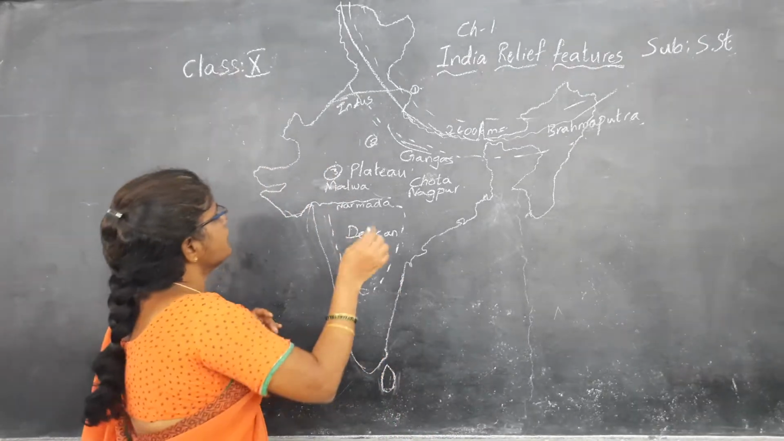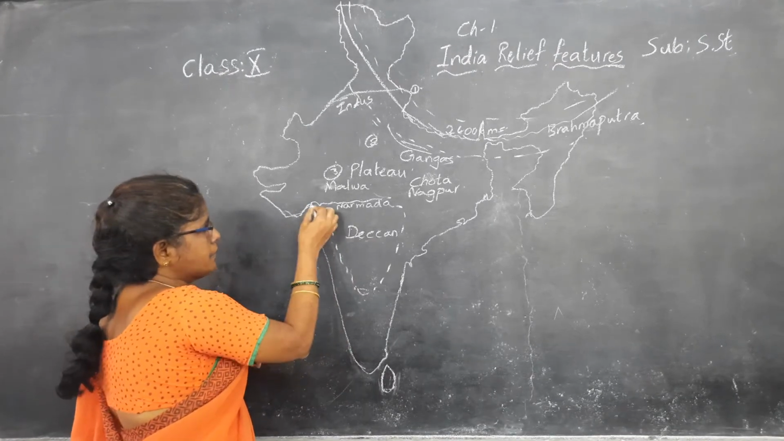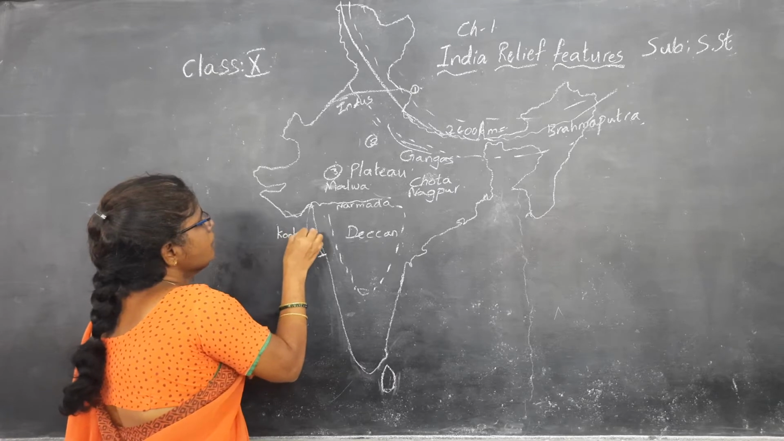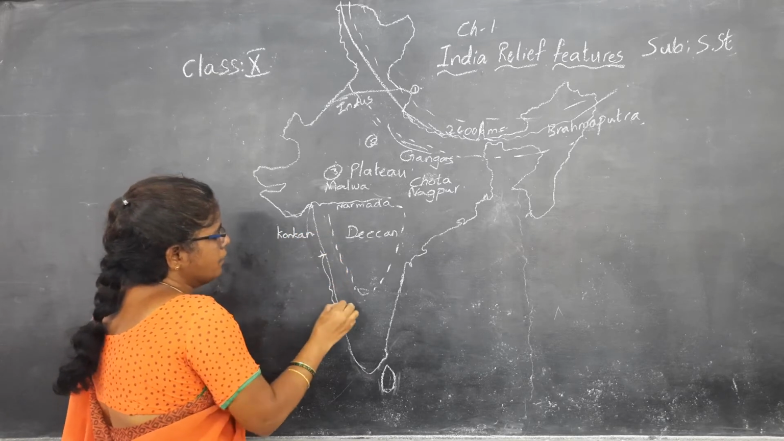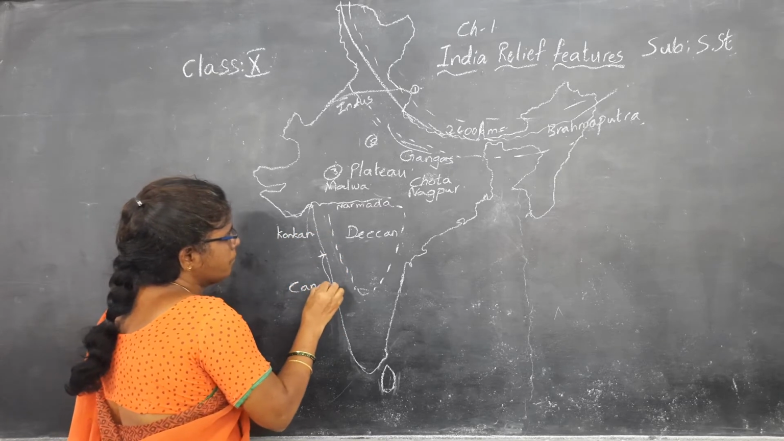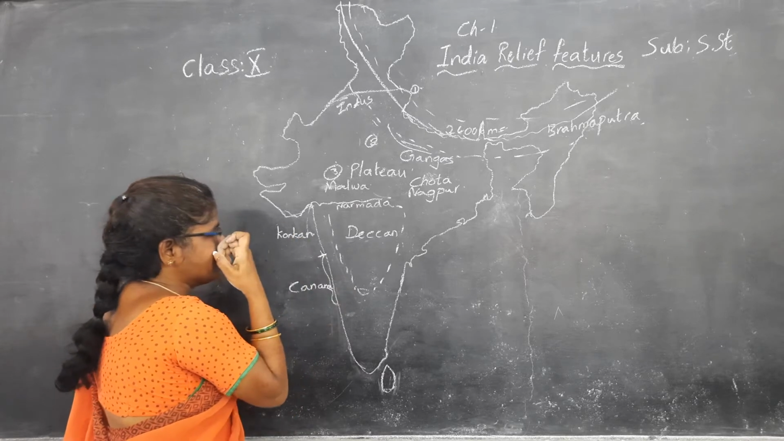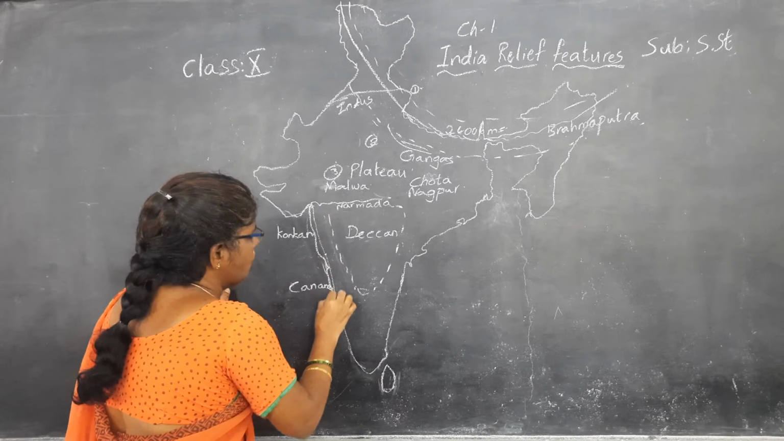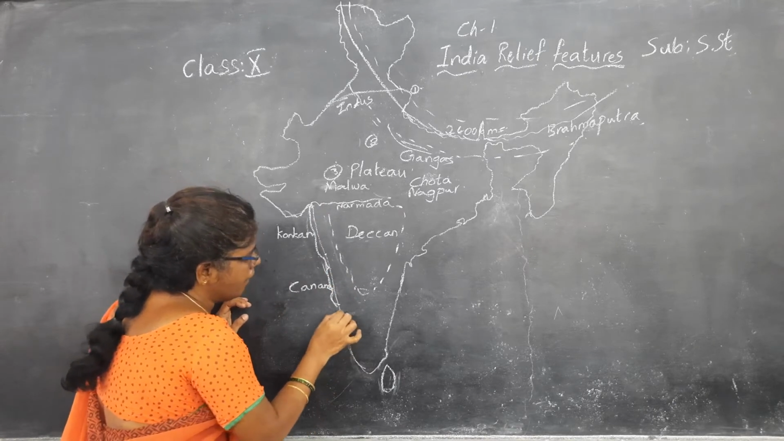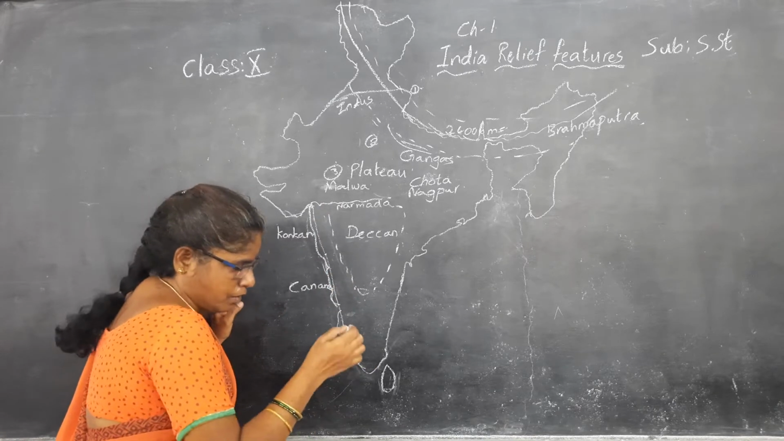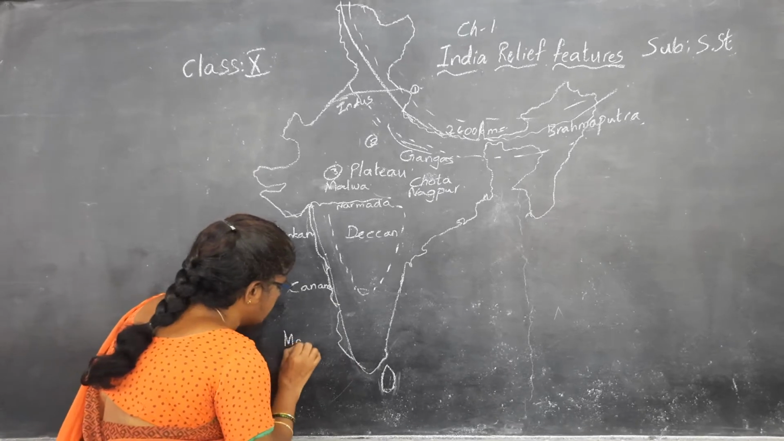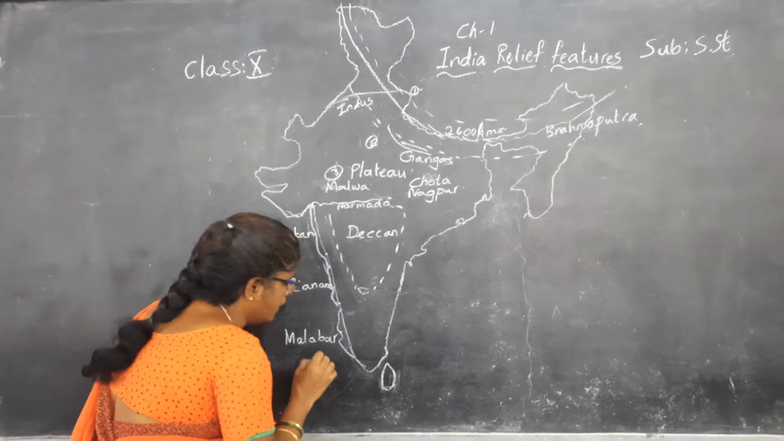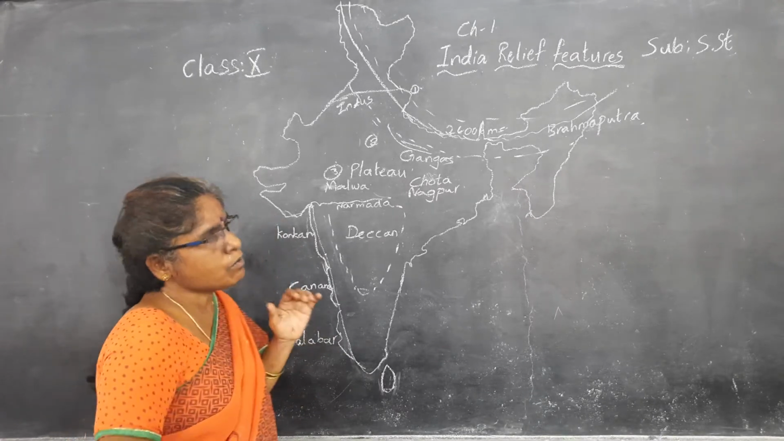In the west side we will see the first part, that is the Konkan coast. Next, the Canara coast. The Konkan coast consists of Maharashtra and Goa, and the Canara coast consists of Karnataka. The last one is the Malabar coast. Kerala state comes under this Malabar coast.